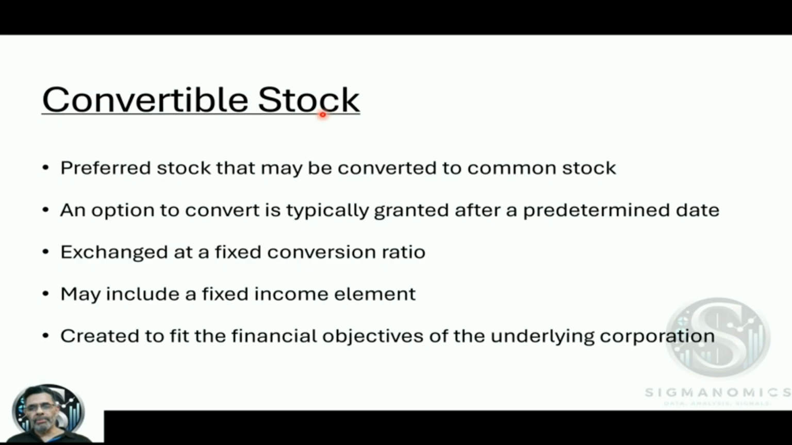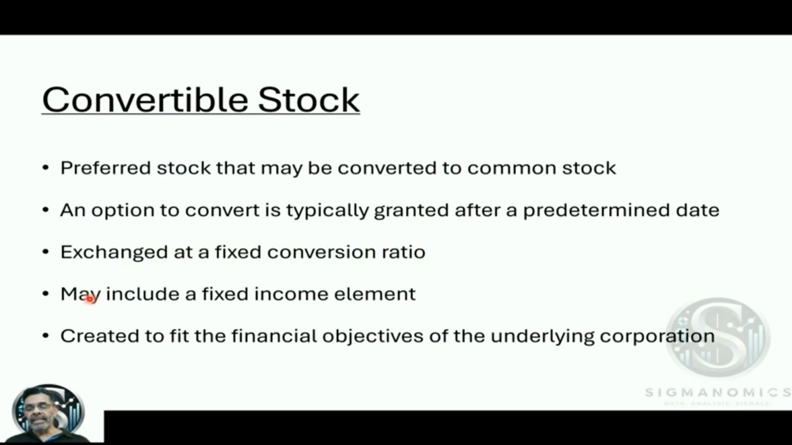Now we'll talk about convertible stocks. A convertible stock is a type of preferred stock that may be converted to common stock. An option to convert is typically granted after a predetermined date. And when it is exchanged, it's exchanged at a fixed conversion ratio. It may be less than one or more than one, depending on how the issue is structured.